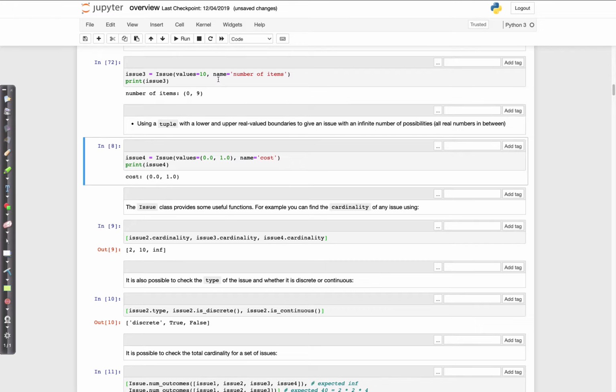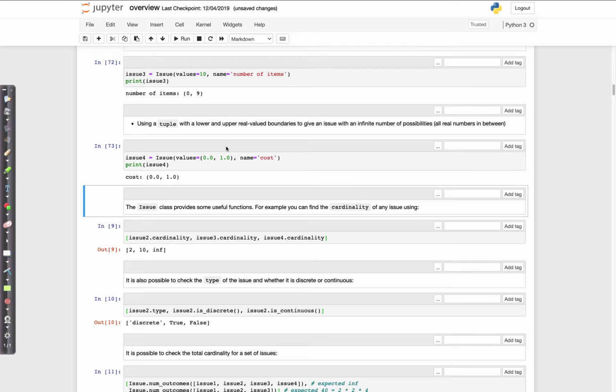You can give it a tuple. So here that's a tuple of real values. So it's all the real values between 0 and 1. Or it can be a tuple of integer values. You can say, for example, it is all the integer values between 1 and 7. So now you define an issue.